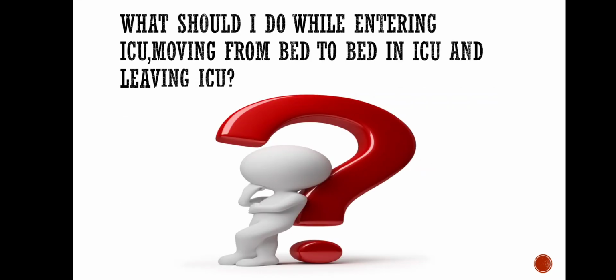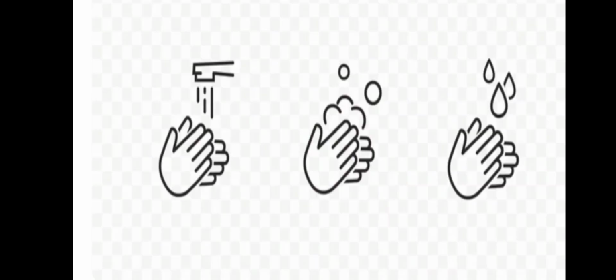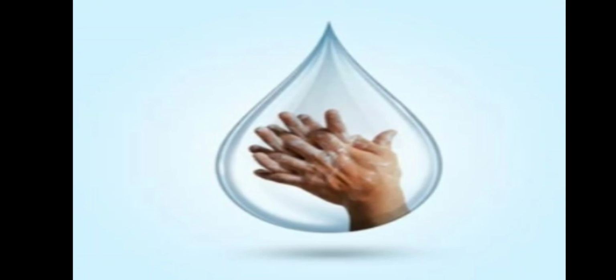What should I do while entering the ICU, moving from bed to bed in the ICU, and leaving the ICU? The answer is hand sanitization, hand washing, and hand cleaning. So, in short, all this means that I need to clean my hands before I touch any patient in the ICU so that I'm not infecting the patient with the bugs which are present on my hands. And the second important thing is when I move from one bed to another, I re-sanitize my hands or re-wash my hands or at least change the gloves that I'm wearing so that I'm not the person who is transmitting bugs from one patient to another.